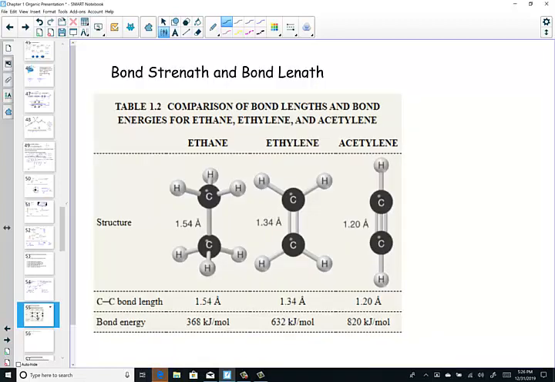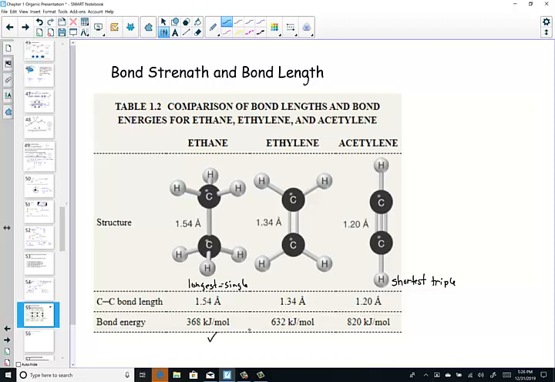Let's talk briefly about bond strength and bond length in this particular slide. I remember learning in general chemistry that a single bond is the longest bond, and as I begin increasing electron density between the 2 carbons, like in a double bond, I decrease bond length all the way to a triple bond, which is very electron rich between the 2 carbons, and you have the shortest bond. The longest bond is the single bond. The shortest bond is the triple bond, and the in-between length, of course, would be the double.